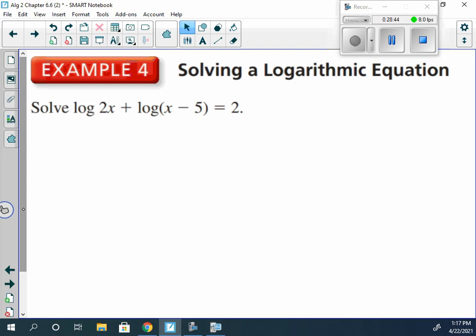Now, fortunately, we do deal with base 10 here because these are common logs, and since the base is not written, it's understood to be 10. So the base for both of these logs is 10. I can't just apply it to both sides at this point because of this addition. It wouldn't apply to both. It would apply to the entire log of 2x plus log of x minus 5. So it'd be nice if I could condense those two logs into one.